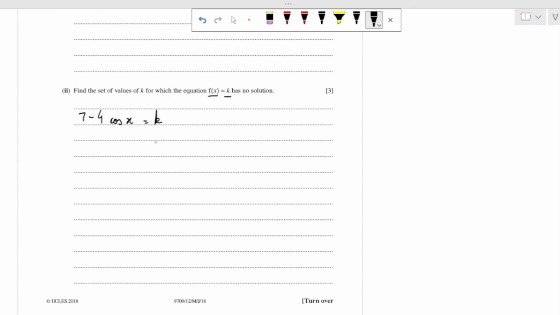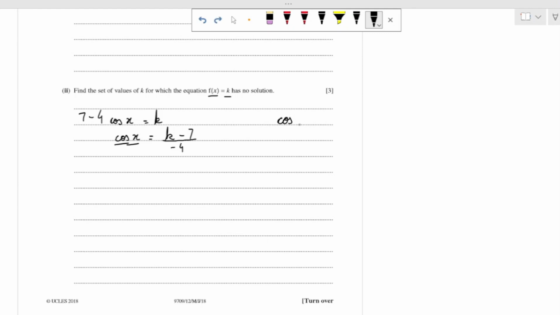Right. And now we should arrange it for cos x. I'll tell you why in a minute. cos x = (k − 7) over −4. When we have rearranged it for cos x, we get certain limits which we cannot cross. The value of cos x only comes between 1 and 0.